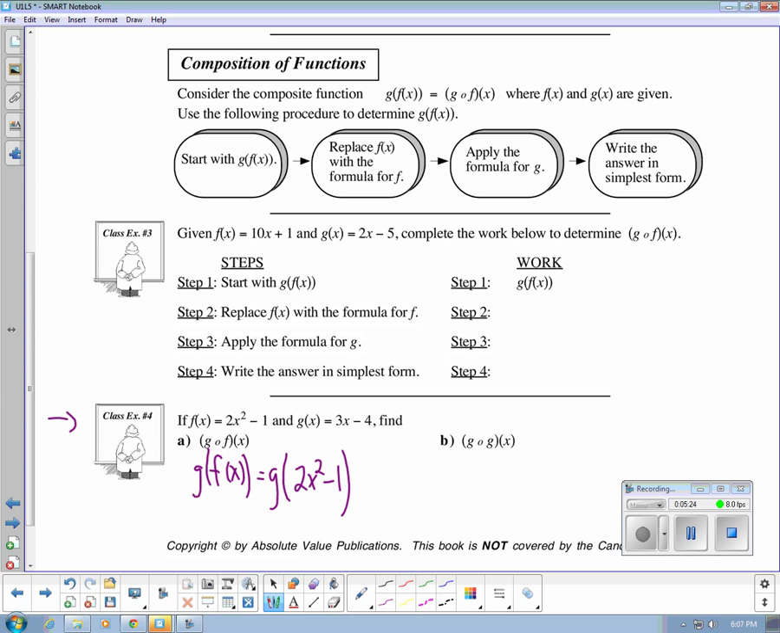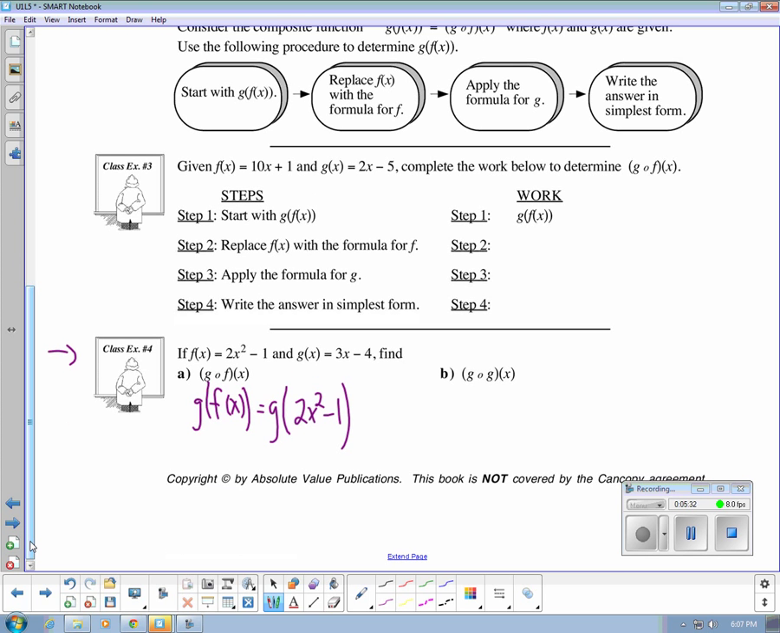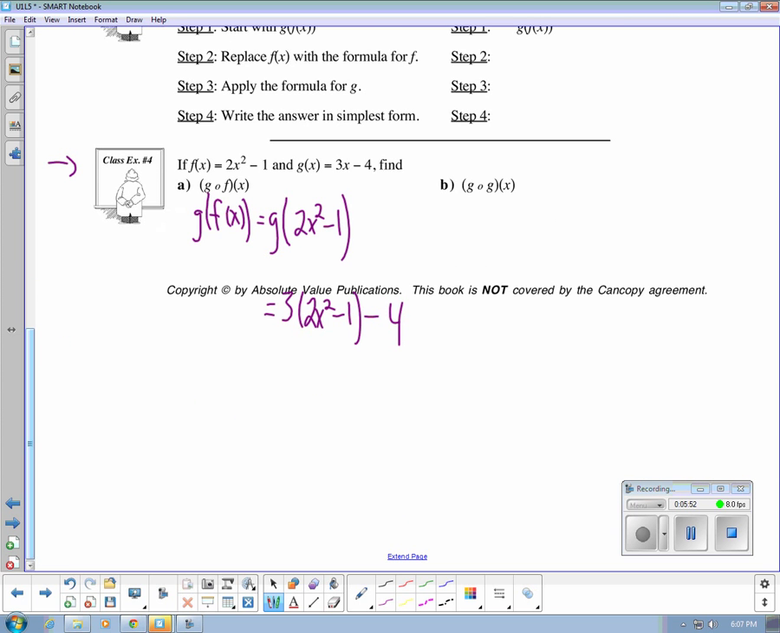And now I have to follow the instruction for what g says to do. And g says you have to take your substitution and go 3 times that. I'm just going to move down here. 3 times 2x squared minus 1, and then subtract 4 off of that. And I can simplify that. I'm going to just buy myself a little bit more room. That's 6x squared minus 3 minus 4, which is 6x squared minus 7.